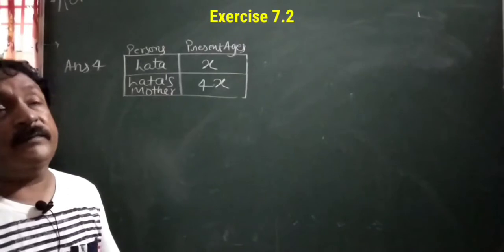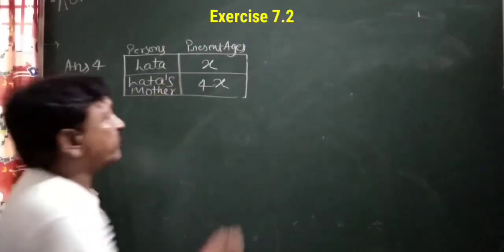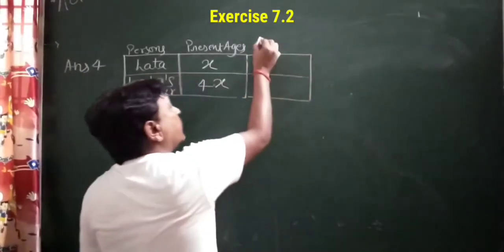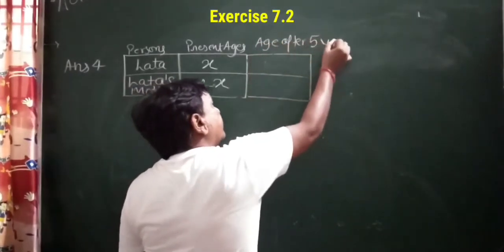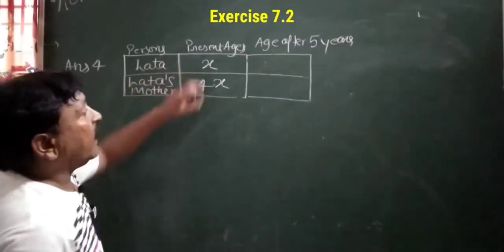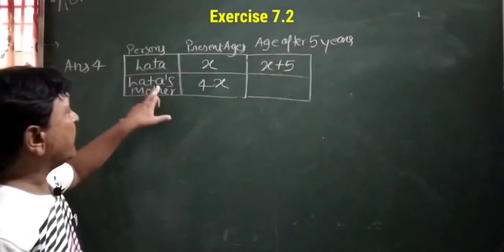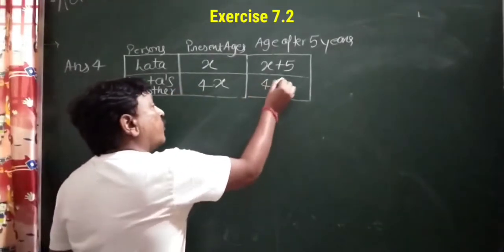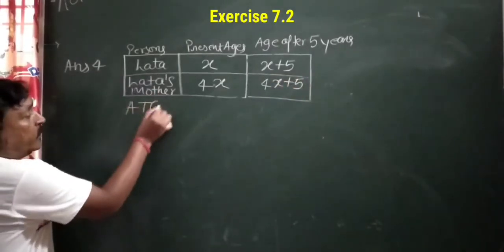Okay? Now read the question more. Question is saying after 5 years. Means we have to find out their ages after 5 years. So we have to make one more column, age after 5 years. So Lata's current age is x. After 5 years it will be x plus 5. Lata's mother's present age is 4x. So after 5 years it will be 4x plus 5. Okay? Now we can solve it according to the question.